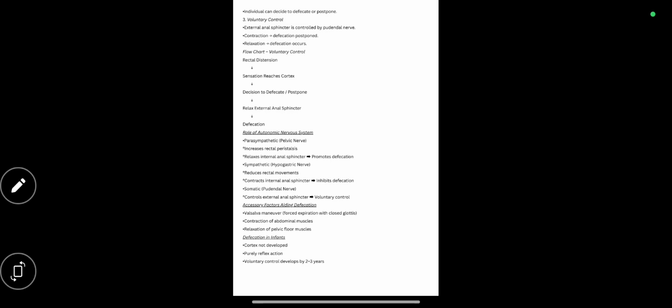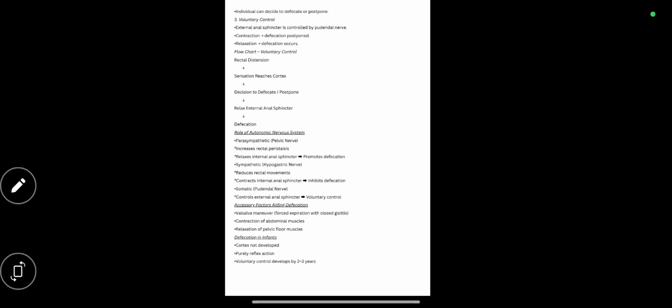Defecation in infants, this is actually a very important topic. The cortex is not developed in infants, so it's purely a reflex action. Voluntary control will develop only by 2 to 3 years. So this is the schematic representation of defecation and its mechanism.